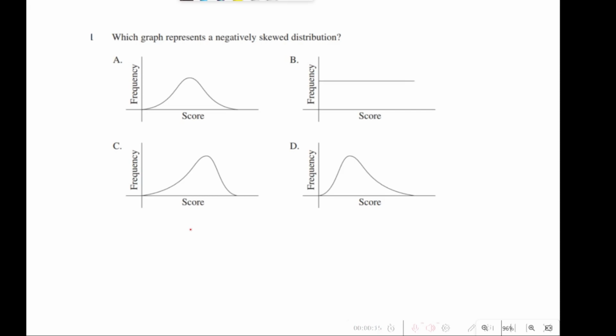So which graph represents a negatively skewed distribution? A negatively skewed distribution is when you have the tail end pointing to the left. And so that's option C. Option D would be positively skewed, and option A would be symmetrical.